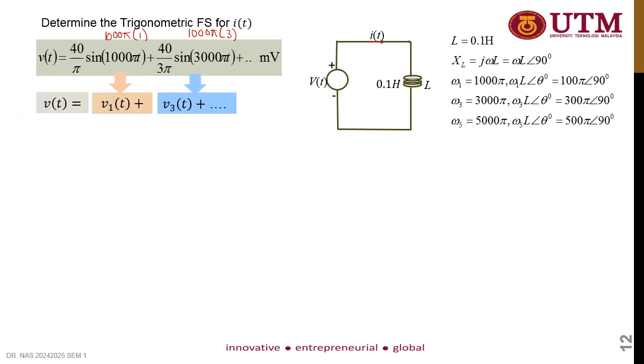So next you need to consider the impedance. In this case, you have an inductor given by XL, and n represents the number of harmonics. Okay, so XL equal to j omega L. If you change the complex number into polar form, so you get j is equivalent to 90 degree. So omega depending on your harmonics number.